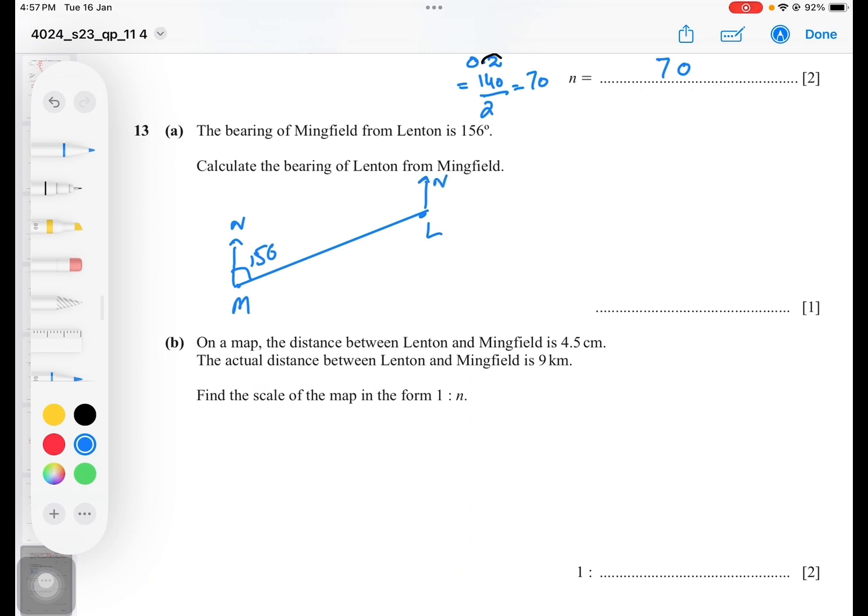And then we need to calculate the bearing of Lantern from Mingfield. So I need to calculate the angle of that part. So if you see that, when you see the directions, you will get easily this angle, that is 180 degree, and you need to calculate the remaining part.